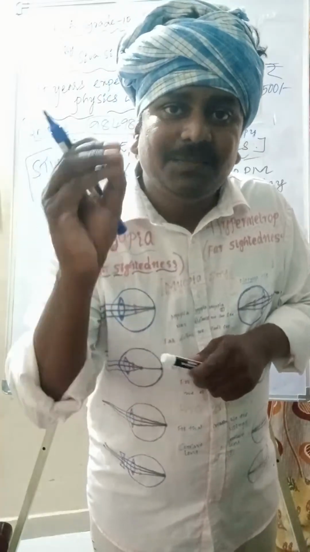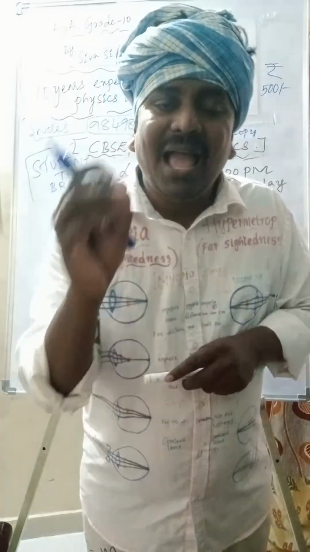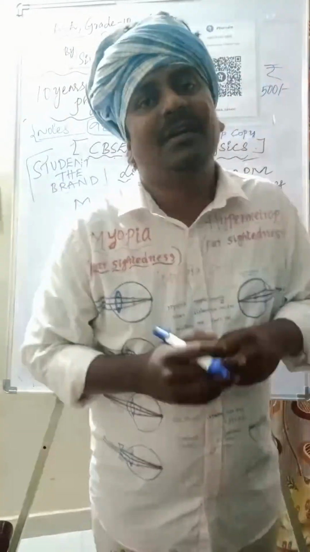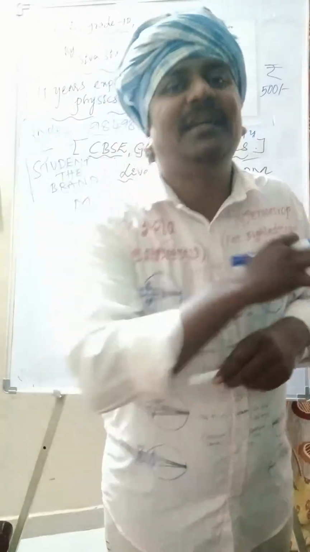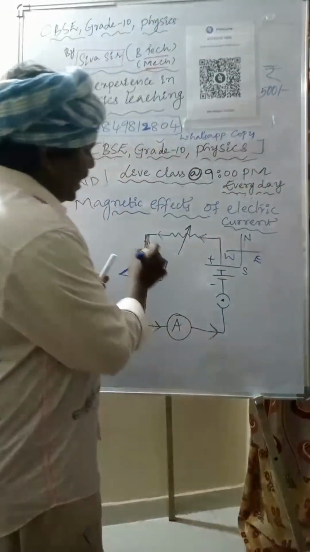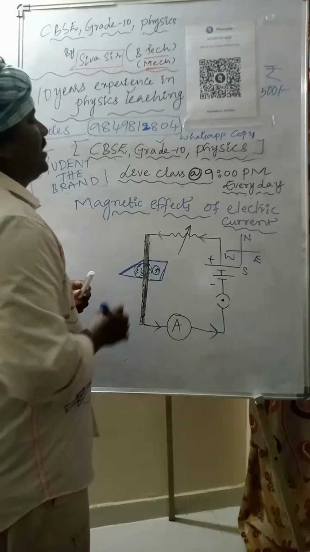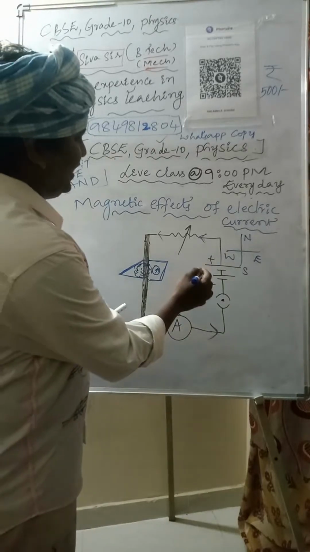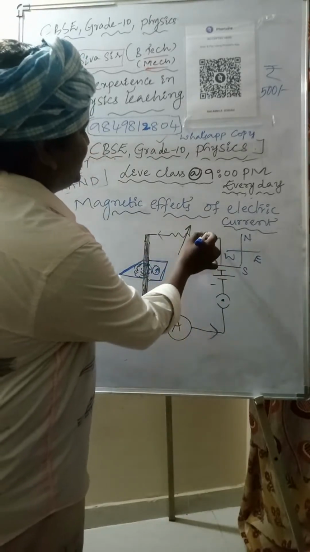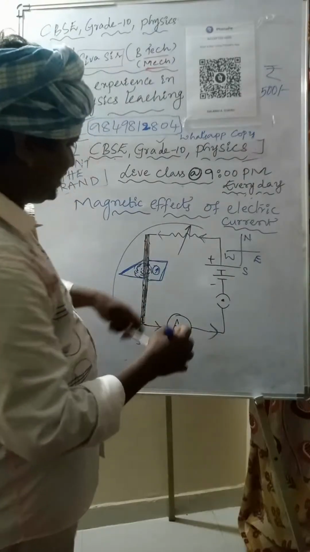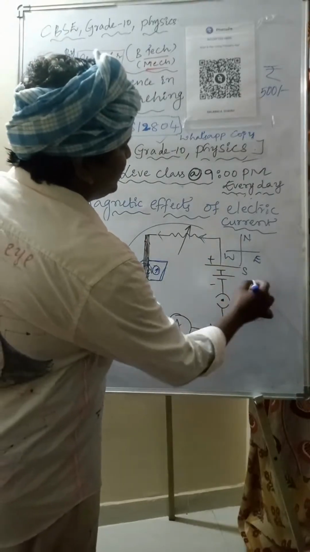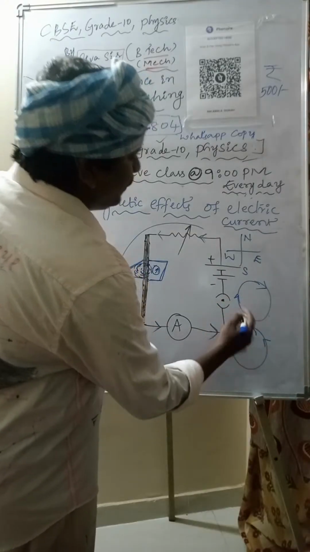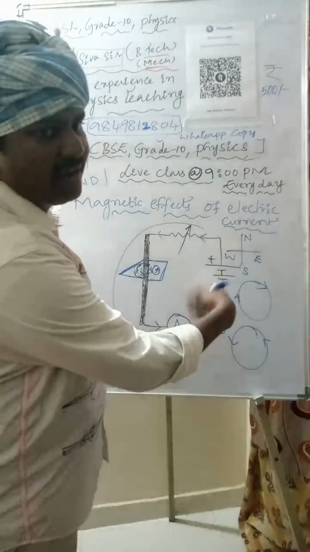If the current is passing through the conductor, a magnetic field will be created around it. So by using a compass we can identify it. Here you can see, this is the clockwise direction and the opposite is the anti-clockwise direction.